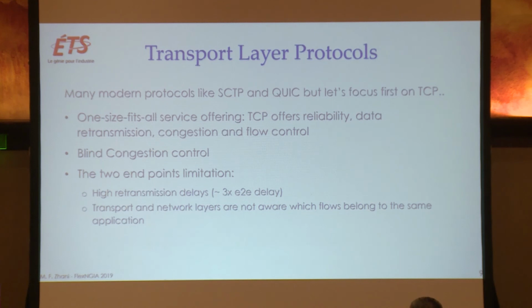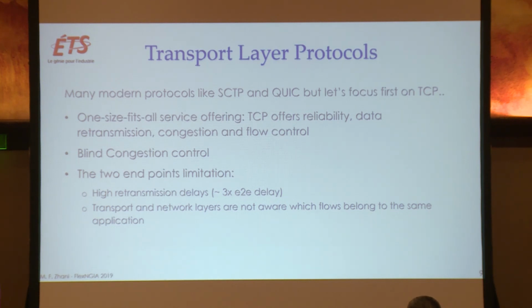If we look now at the protocol stack of the internet, the application we have more or less control over, right? We are implementing the application. So we'll jump into the transport layer protocols. There are many modern protocols like HTTP and QUIC, but I'm going to focus first on TCP. TCP has a lot of problems. First of all, it's a one-size-fits-all service offering. It will offer you reliable data transmission, congestion and flow control, and you have to take it all or leave it all. Just go with TCP and get all those features, or not, with UDP.